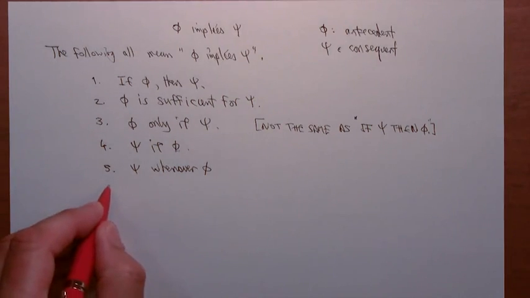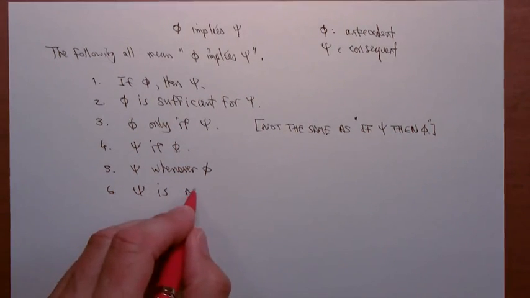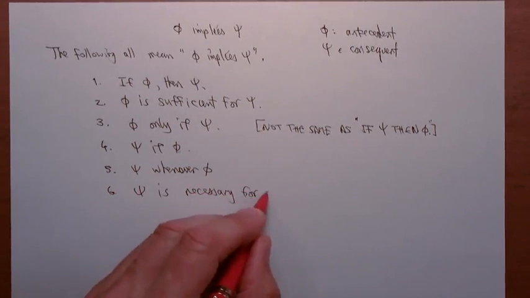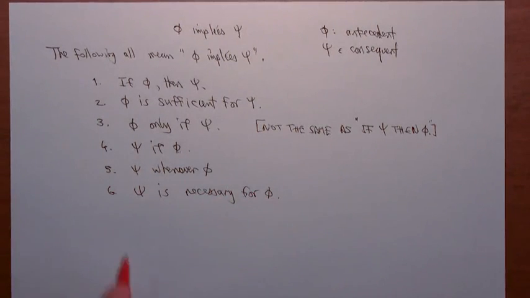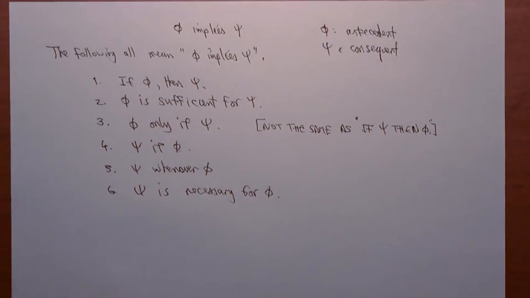And finally, psi is necessary for phi. Again, the order is flipped round. That's still the consequent, that's still the antecedent. Psi is necessary for phi.